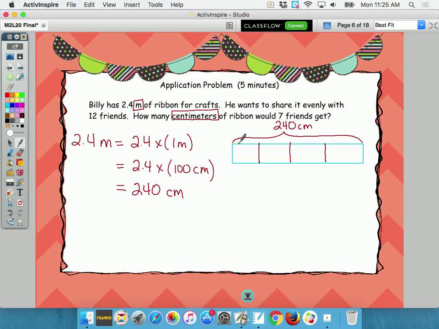Now they wanted us to pick 7. But basically when we're done with this, this is going to be 7 friends, okay? But we have to figure out each box first. Does that make sense? Okay, so the question is 240 divided by the total number of boxes. How many boxes? 12. Okay. So write that down.